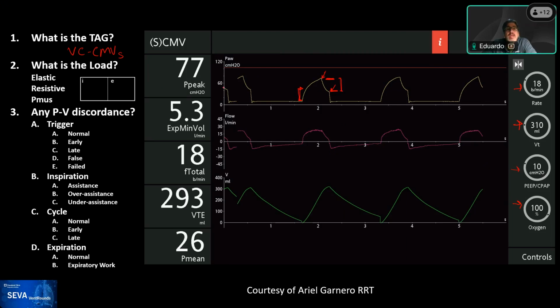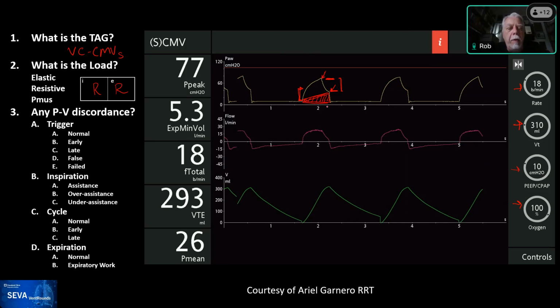And so I would say that based on this step up or step down that you see here, and the prolonged time constant, this is consistent with a resistive load. Roberto, you want to draw in the elastic load since we can see that too? Yes, so the elastic load in this case would be this thing here. Yeah, so it's the plateau pressure minus the PEEP that is the elastic load.